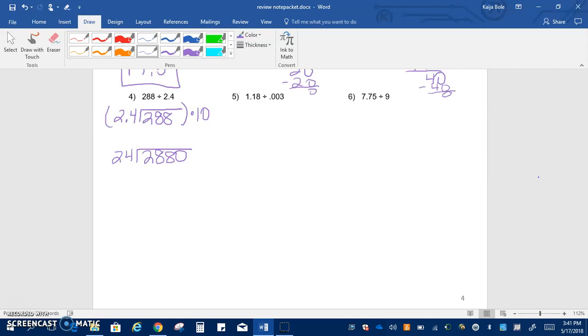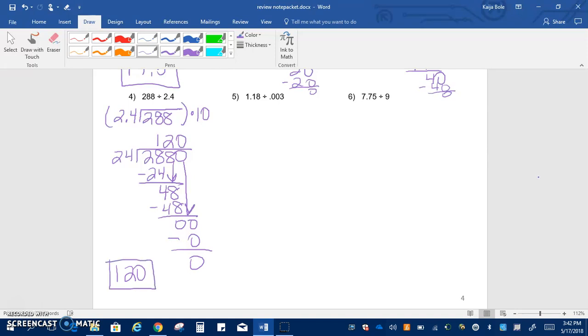So one group of 24 goes into 28. So I subtract 24. I'm left with 4. I bring down my 8. 2 groups of 24 go into 48. So I subtract 48, and I'm left with 0. And now even though I'm left with 0, I still have a 0 to bring down, and we know 0 groups go into that. So I subtract 0, so 120 would be my answer.